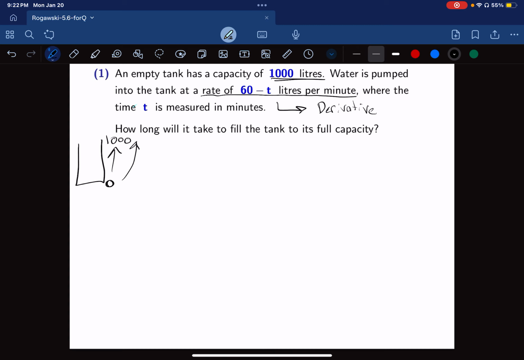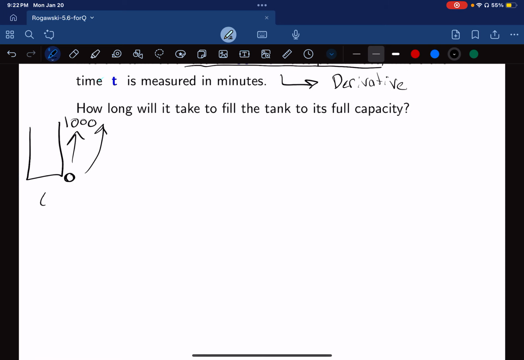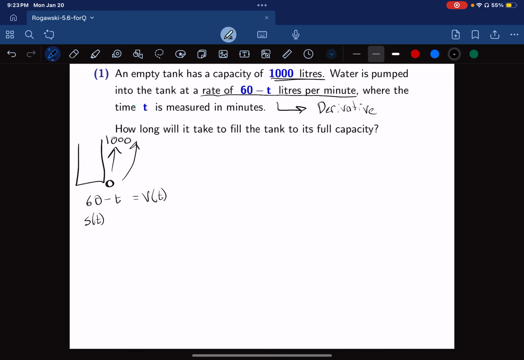So what is the derivative of a position equation? It is a velocity equation. So what we can infer is that 60 minus t is equal to the velocity equation. And we are going to look for s of t, the position equation. Now this is where the use of integrals comes in handy.